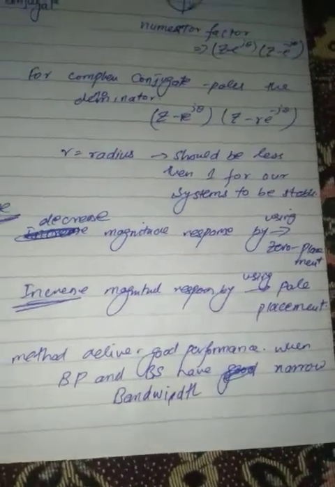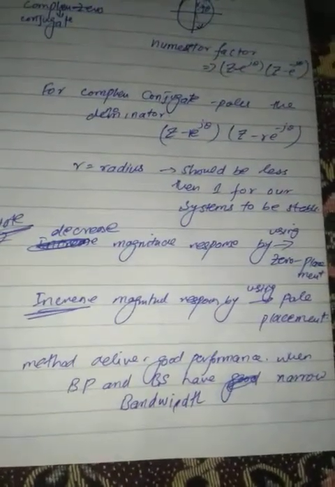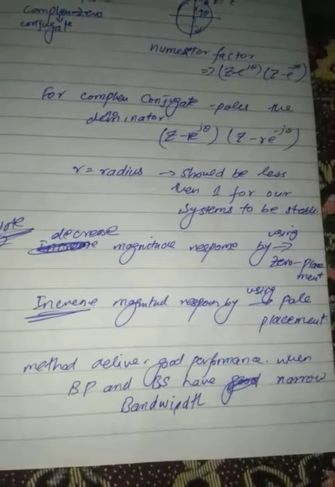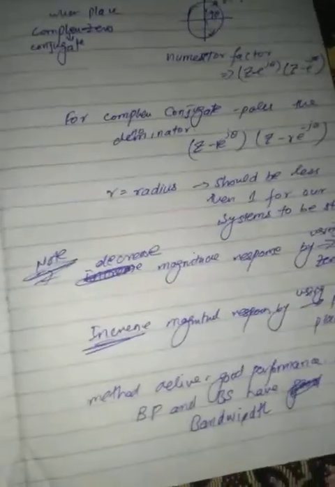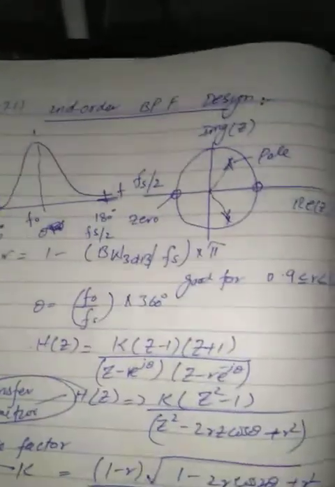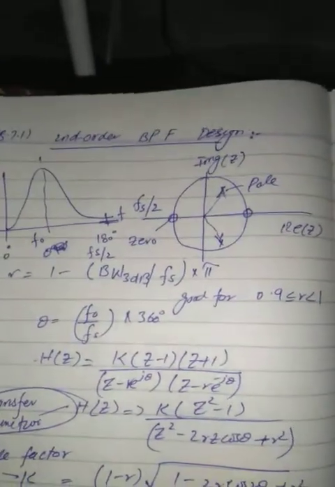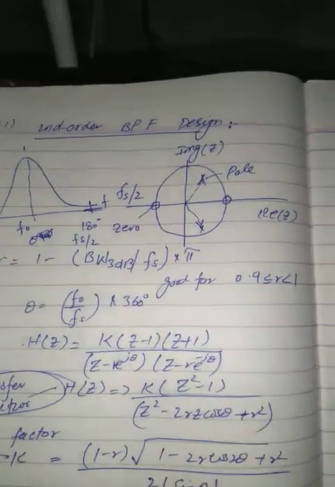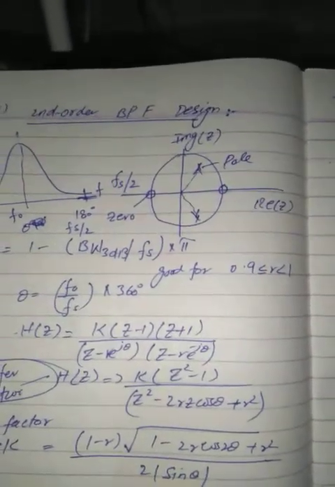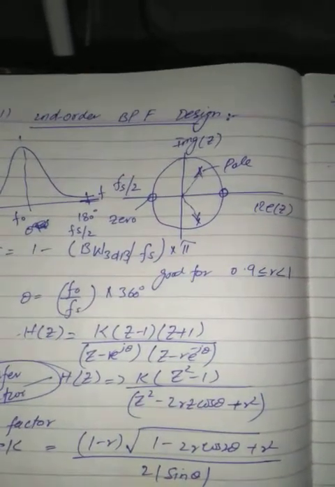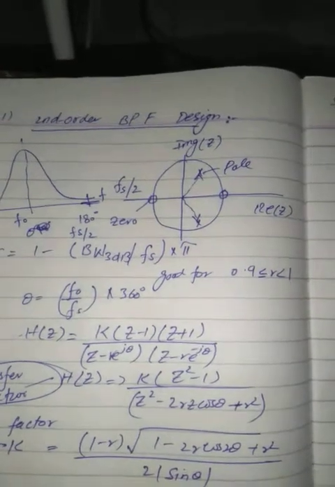The main benefit of this method is that it delivers good performance when band pass and band stop filters have narrow bandwidth. So we use these for good band pass and band stop filters. Here we have four kinds of filters. First we look at the band pass filter and then the band stop filter. These are second order filters. Then we look at the first order low pass filter and first order high pass filter.